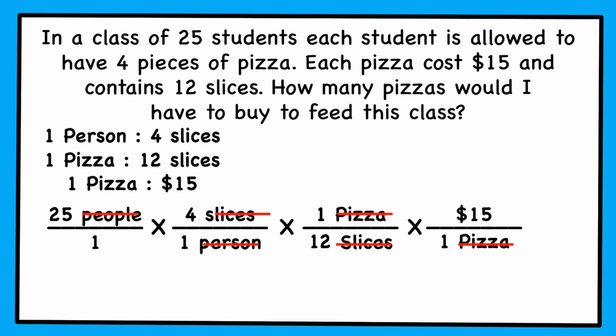Now, all I have to do is multiply my tops, which gives me 1,500, and multiply my bottoms, which gives me 12. And finally, I divide my tops by my bottoms, so 1,500 divided by 12, which gives me about $125 to feed a class of 25 people pizza.